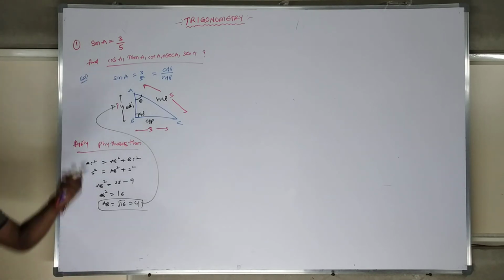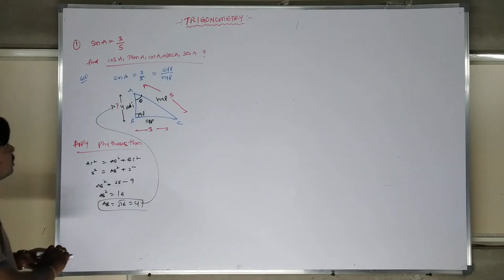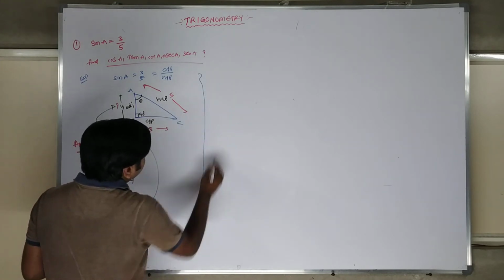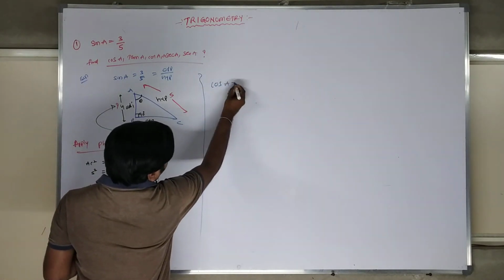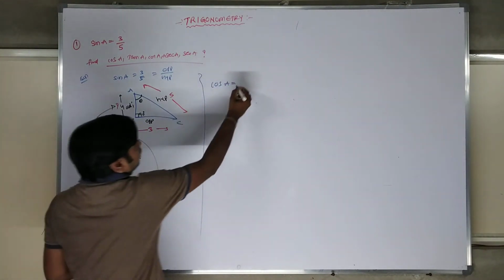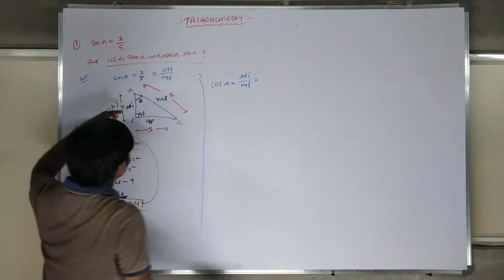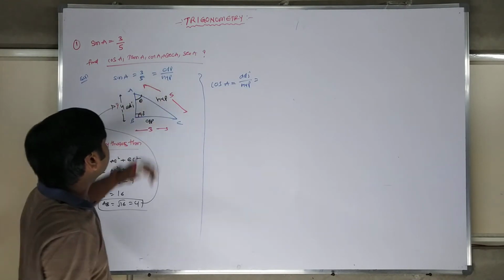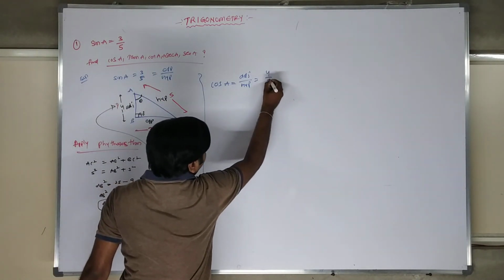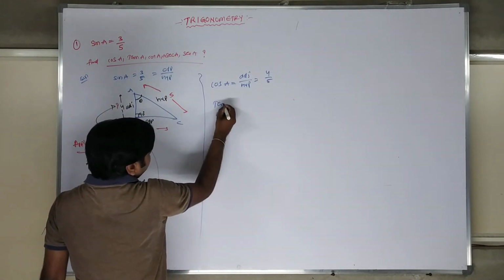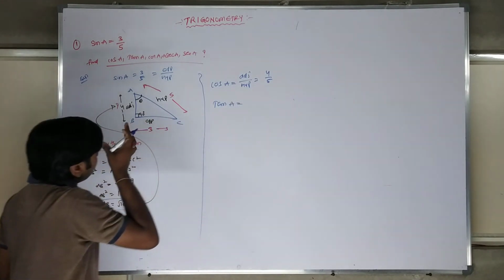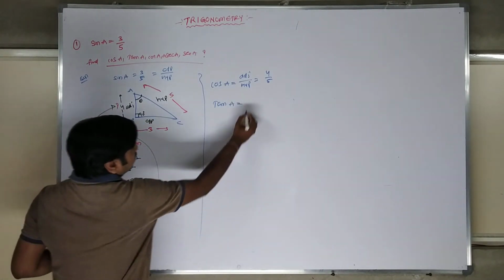Now you can write any of the ratios. Let us write down the answers. Cos A is equal to adjacent by hypotenuse. The adjacent side is 4, hypotenuse is 5. So 4 by 5. Next, tan A is equal to opposite by adjacent, 3 by 4.